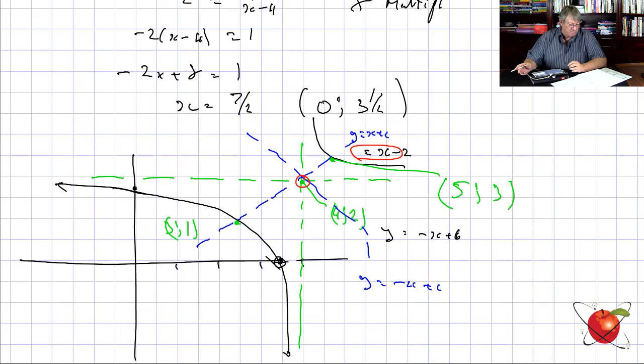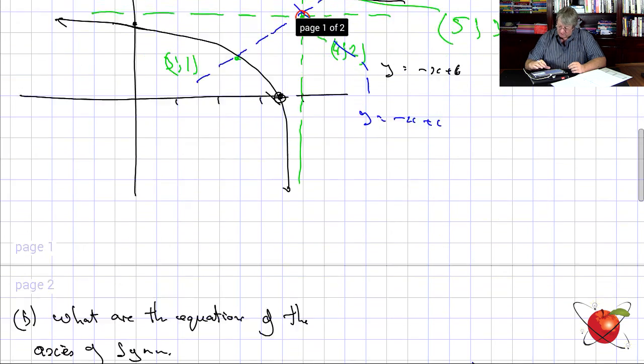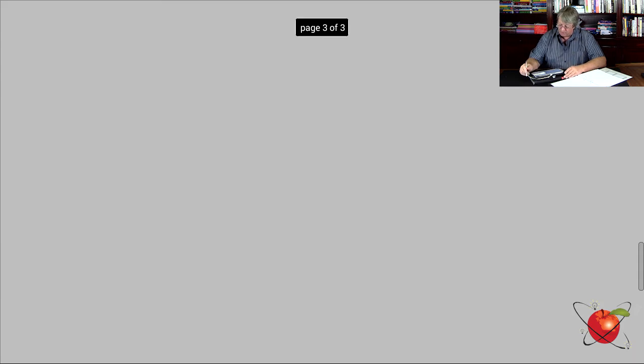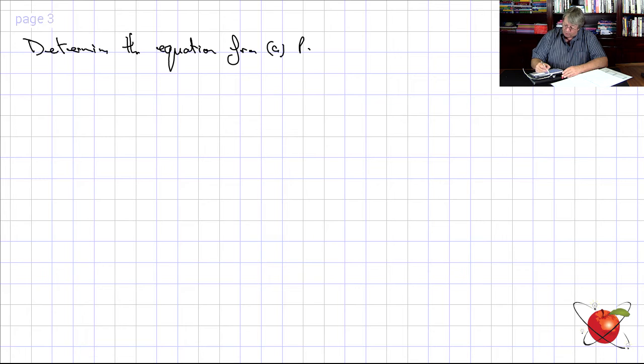Okay, so determine the equations. Now, let's just have a look. This is the next way that we're going to be asked this stuff. All right, they want us to determine the equation from A, given points, or B, remember this, a graph.